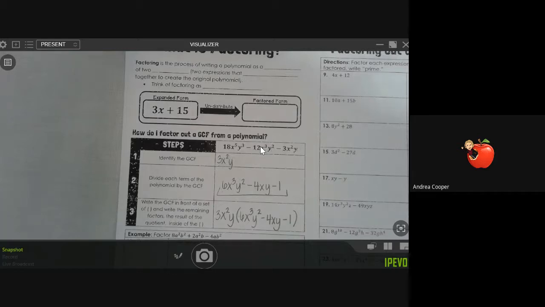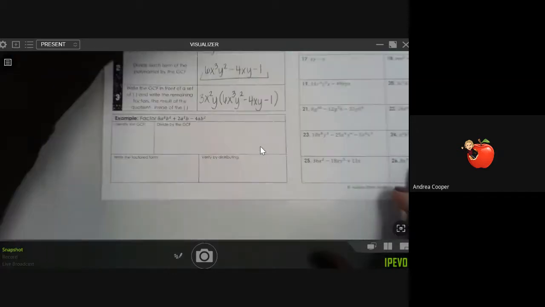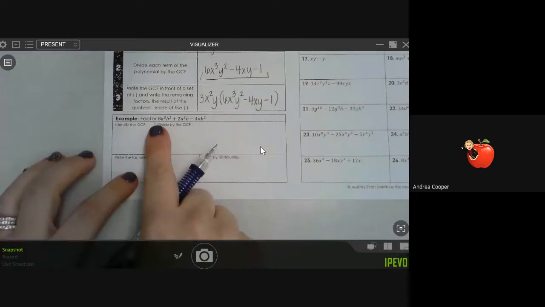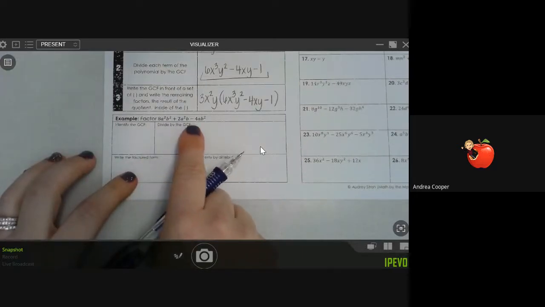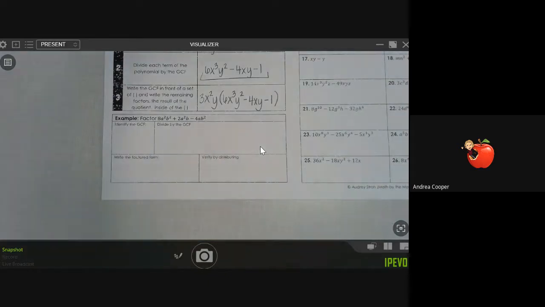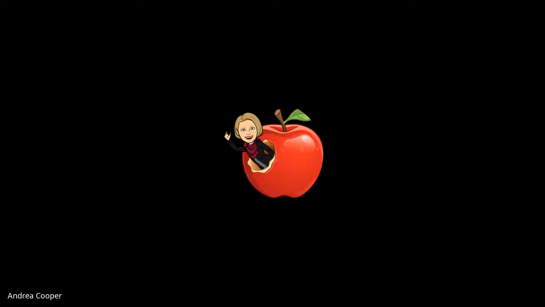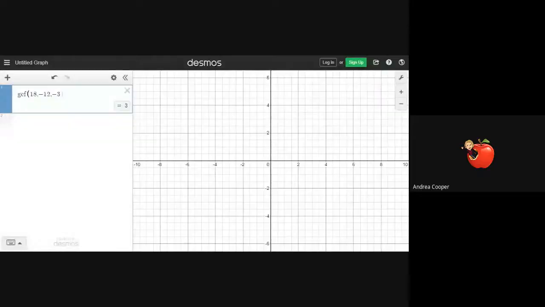Okay. All right. Let's do another one. Let's do this one right here: 8a squared b squared plus 2a squared b minus 4ab squared. So the first thing we're going to do is go straight into Desmos.